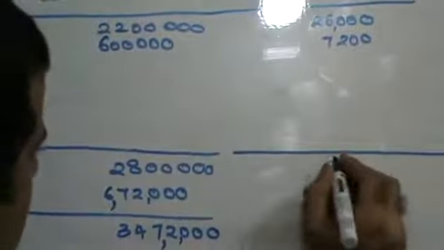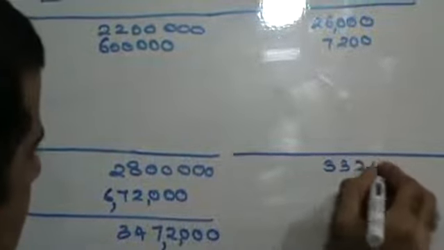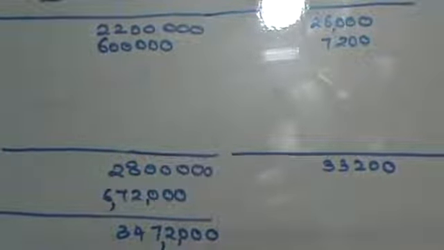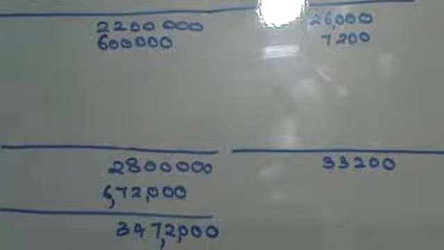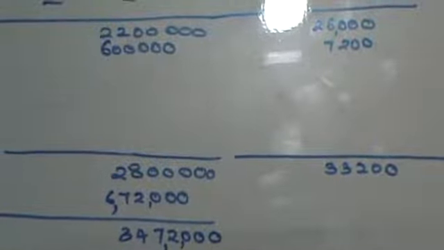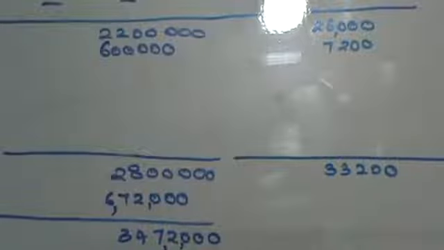Someone please do this. 33,200. Now remember one thing. It's only factory overheads that is calculated as a percentage of direct wages. All other expenses are calculated as a percentage of work cost. Okay. Next, let's move on ahead.